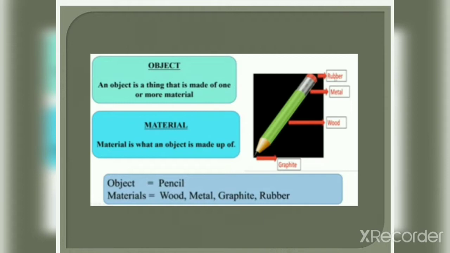An object is a thing that is made of one or more materials, whereas material is what an object is made up of. Here the pencil is an object and rubber, metal, wood and graphite are the materials.